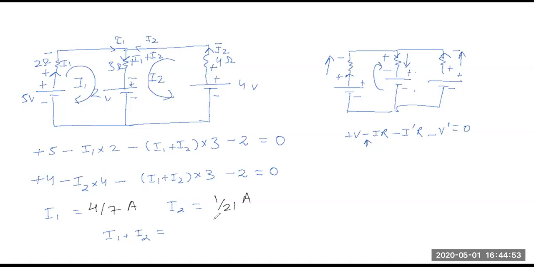No, you should not get this value. There is something wrong. So I got I2 as 5 by 26. Which one I2 as? 5 by 26.